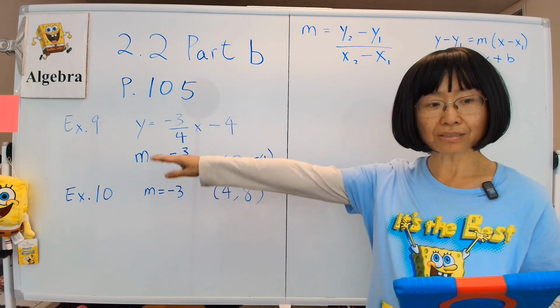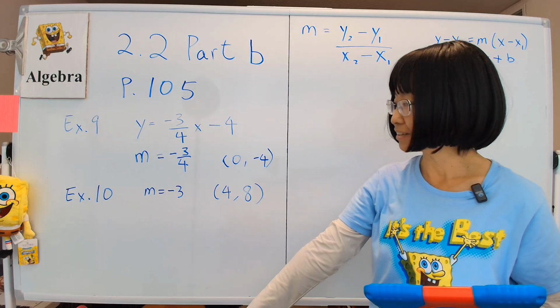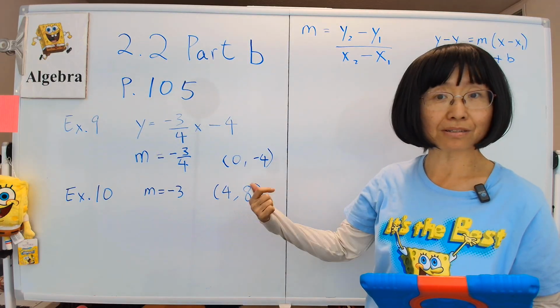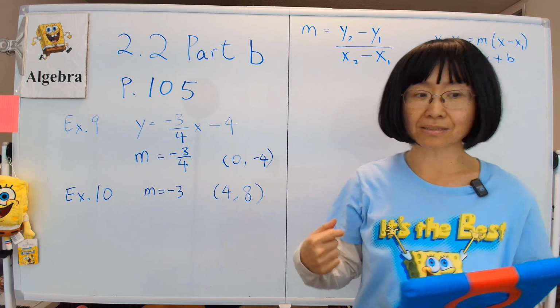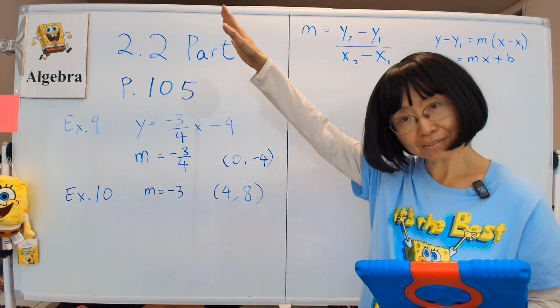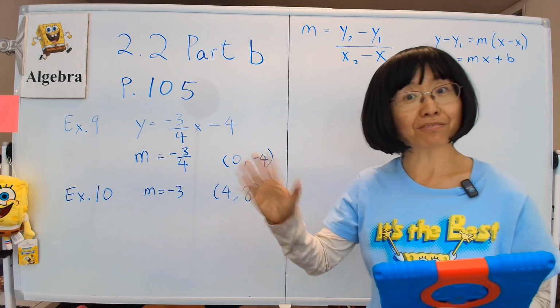Now, a slope that's negative means the line goes down. Positive slope means go up, and negative slope goes down. Anyway, it's just a left and right situation.